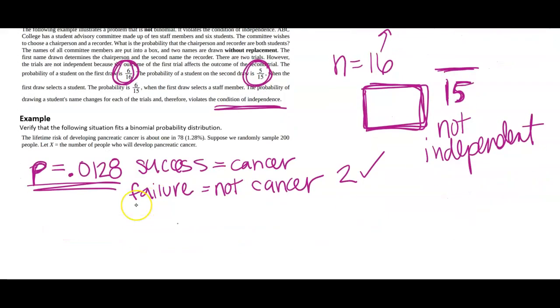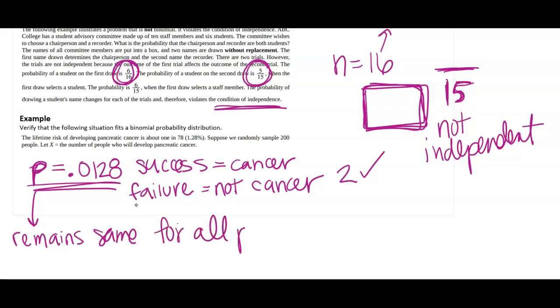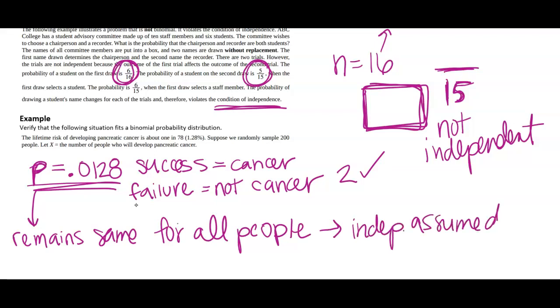Also, since this probability remains the same for all people, independence can be assumed. Okay, so that means that condition number 3 is met.